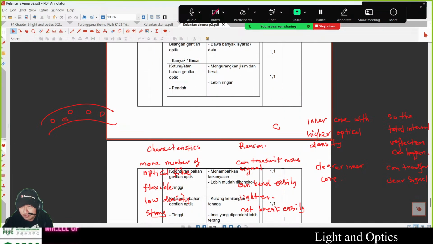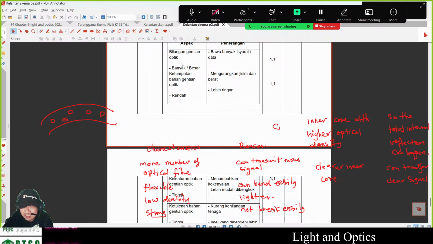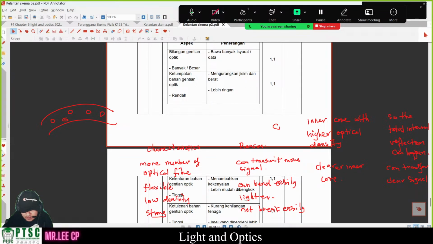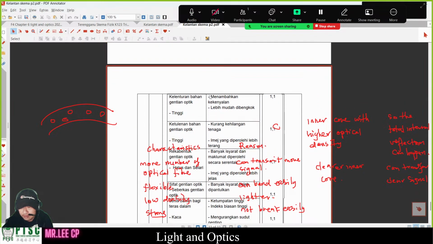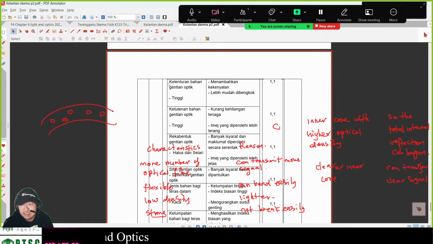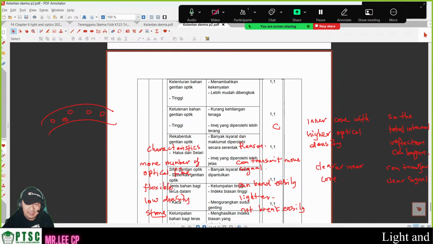Okay, alright. Number of optical fibers is large, so more number. Can transfer more signal. Okay, first one is okay. Low density, lighter. Flexibility of optical fiber is high, so it can bend easily. So I should not write just flexible, I should write higher flexibility.